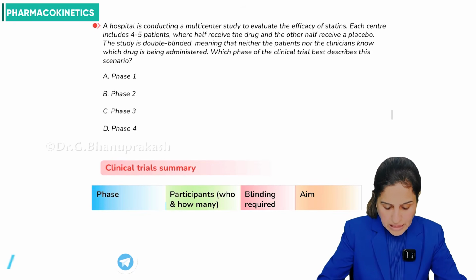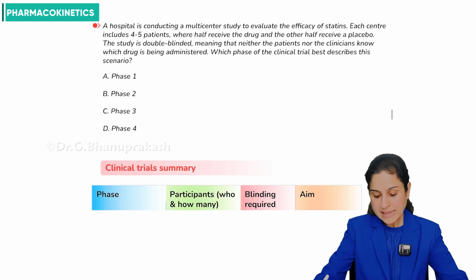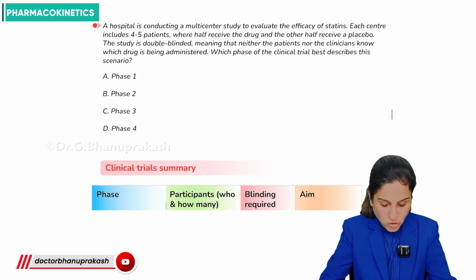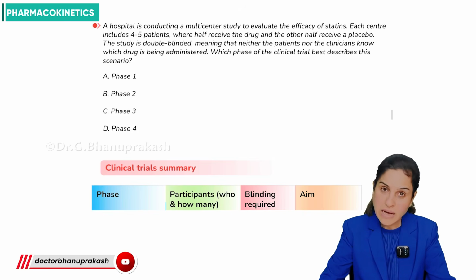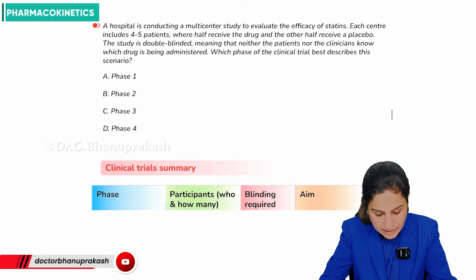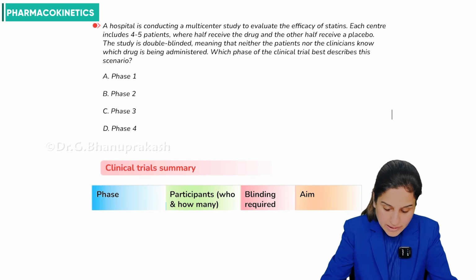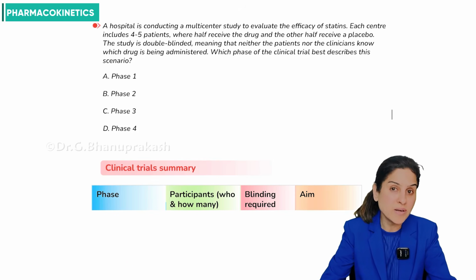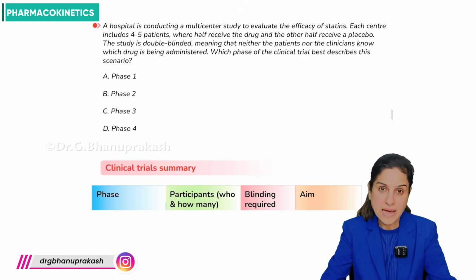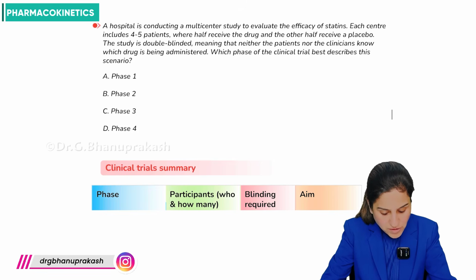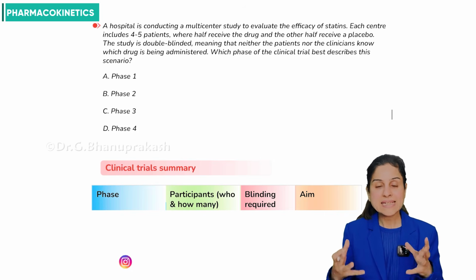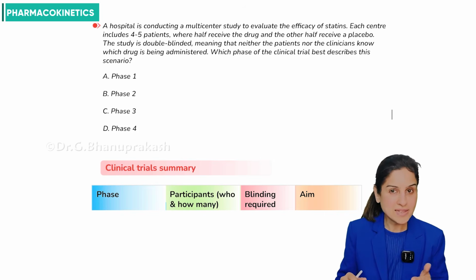A hospital is conducting a multi-center study to evaluate the efficiency of statins. Each center includes 4 to 5 patients where half receive the drug and the other half receives a placebo. The study is double blinded, meaning that neither the patient nor the clinicians know which drug is being administered. Which phase of the clinical trial best describes this scenario? Whether it is phase 1, phase 2, phase 3 or phase 4. Okay, before we answer, let's study these phases first and then we come back and answer the question.